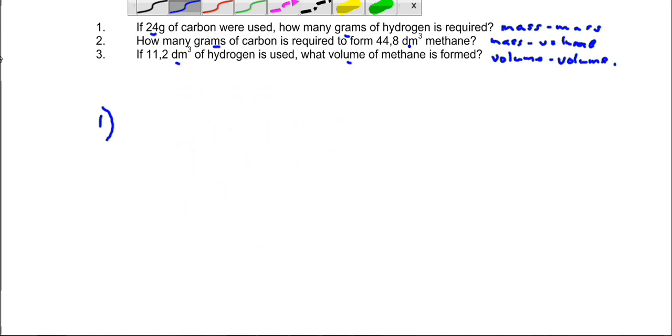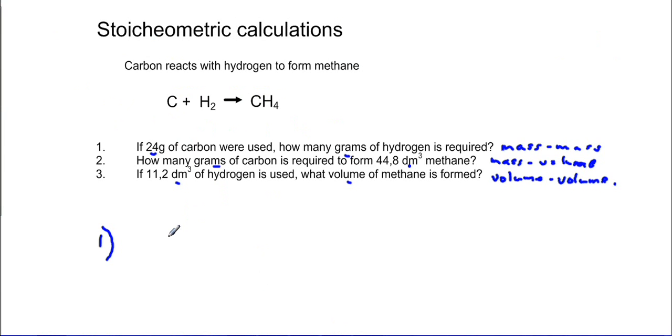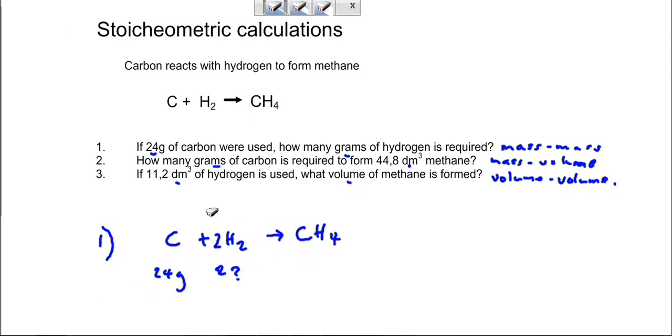Okay, let's look at the first sum, the mass sum. So we have carbon reacting with hydrogen to form methane. And what we have to do first is balance it. We have 4 hydrogen on this side, so we need 4 hydrogens on that side. So we need a 2 in front of that hydrogen to balance the equation. Now our equation is balanced. So we are given 24 grams of carbon, and they want to know how many grams of hydrogen is required.